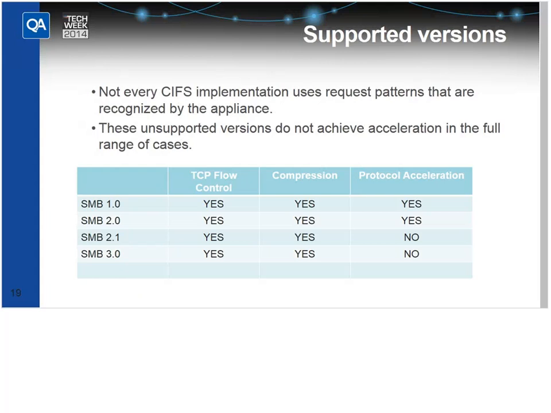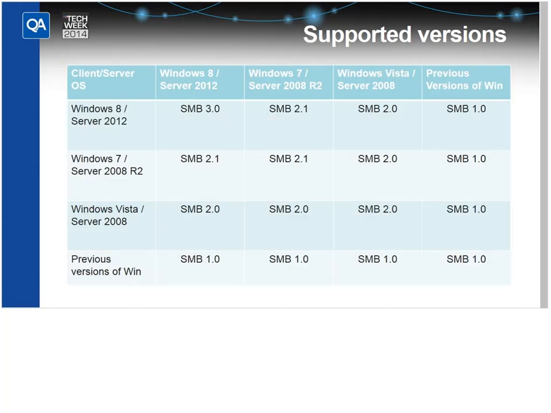And then the last point there is really just illustrating the different versions. So there's the different versions of SMB or CIFS traffic that we can accelerate, doing that kind of prediction. Remember, it can all be compressed. It can also all do the TCP flow control for the handshakes, but not all of it can make use of protocol acceleration. It really does depend on the version of CIFS that we're utilizing, which boils down to the versions of the operating systems that we're utilizing as well.